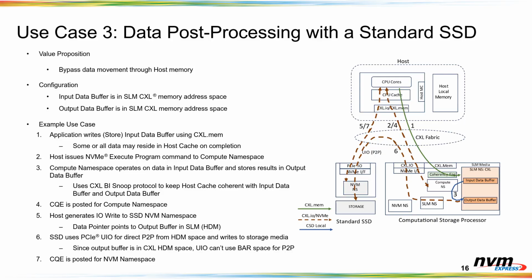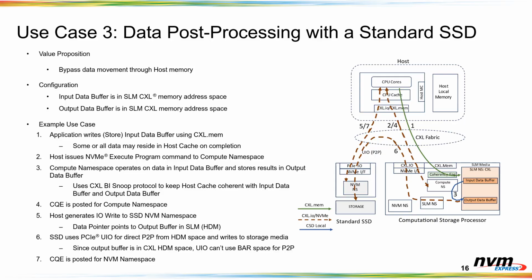All right, so step one, the application is going to write to the input data buffer using cxl.mem. So this is identical to our use case one that we already looked at. We already know how to handle the situation where some of the data may still be in the host cache upon completion of those writes. We'll just use a back invalidate snoop to make sure that data gets flushed out to the SLM namespace. So we're going to issue an execute program command, very similar to example one.